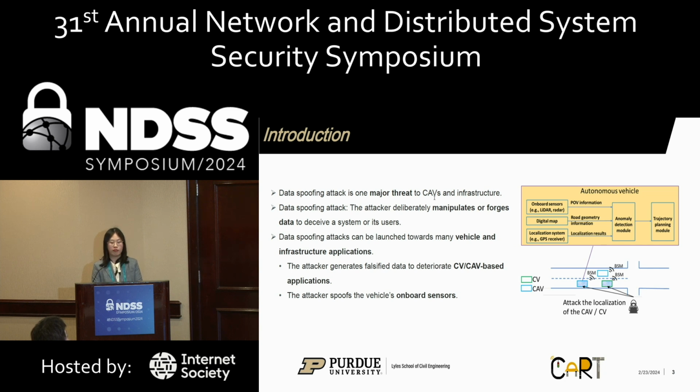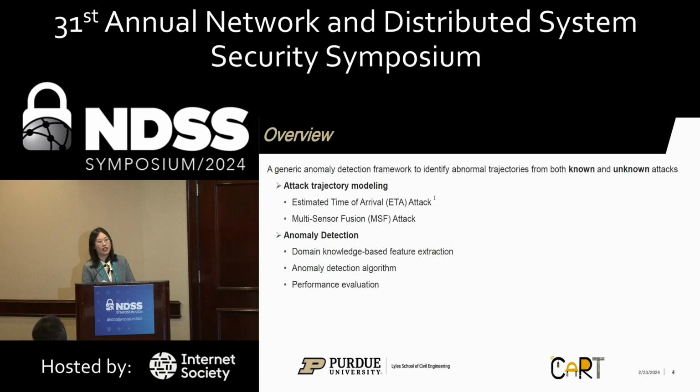So in data spoofing attacks, the attacker will deliberately manipulate or forge data to deceive a system and its users. It can be launched towards many vehicle and infrastructure applications. So for example, the attacker can generate falsified data to deteriorate CV or CV-based applications. And also the attacker can spoof the vehicle's onboard sensors. So in this work, we are trying to propose a generic anomaly detection framework to identify the abnormal trajectories from both known and unknown attacks.